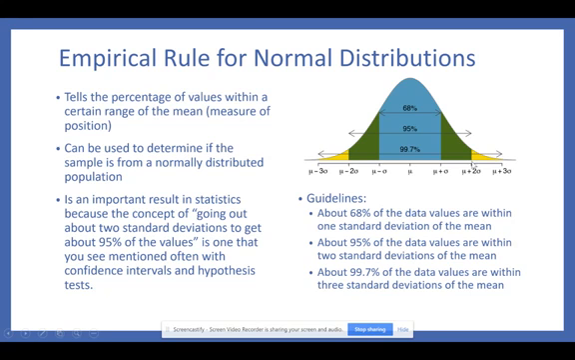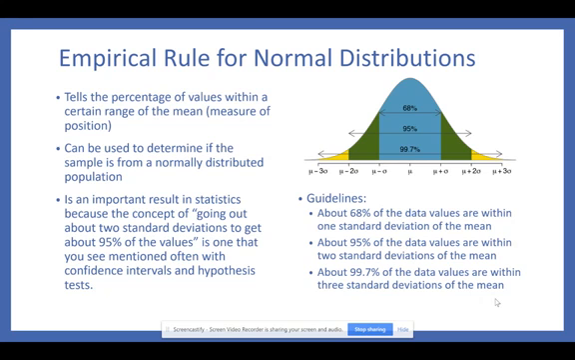Then if we go 2 standard deviations from the mean, 2 below or 2 above, about 95% of the data values are within 2 standard deviations of the mean. And then if we go 3, about 99.7% of the data values are within 3 standard deviations of the mean, which means if we have something that's more than 3 standard deviations from the mean, we may want to take a look at it because that could be a possible outlier. It could be a miscalculation or something, because it would be very unusual for a value to be more than 3 standard deviations from the mean.